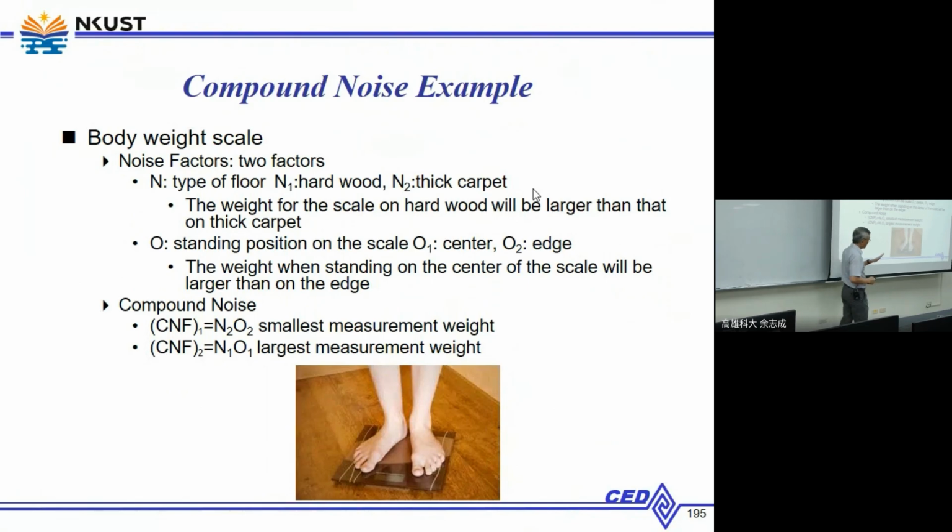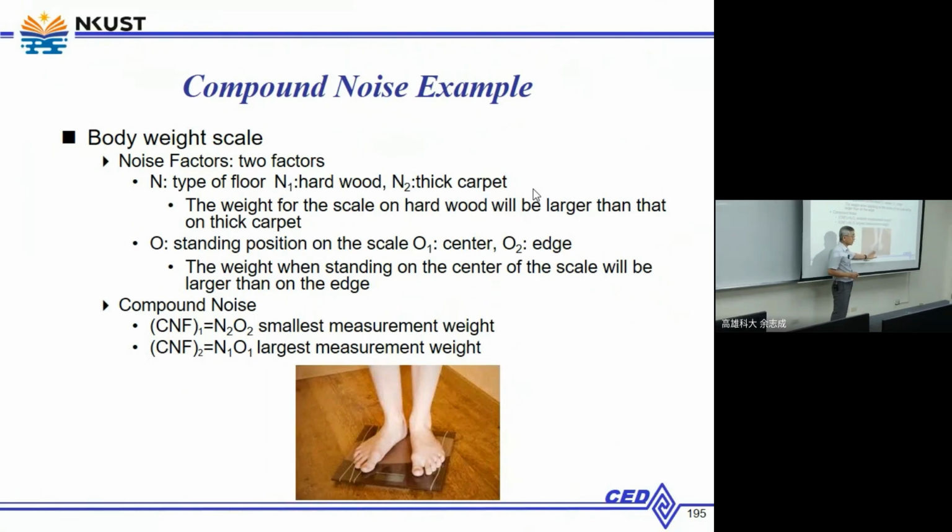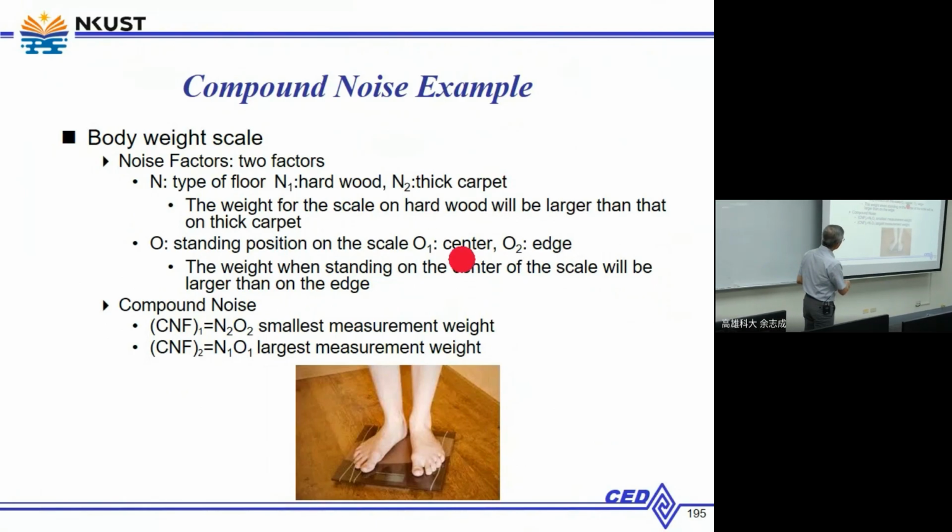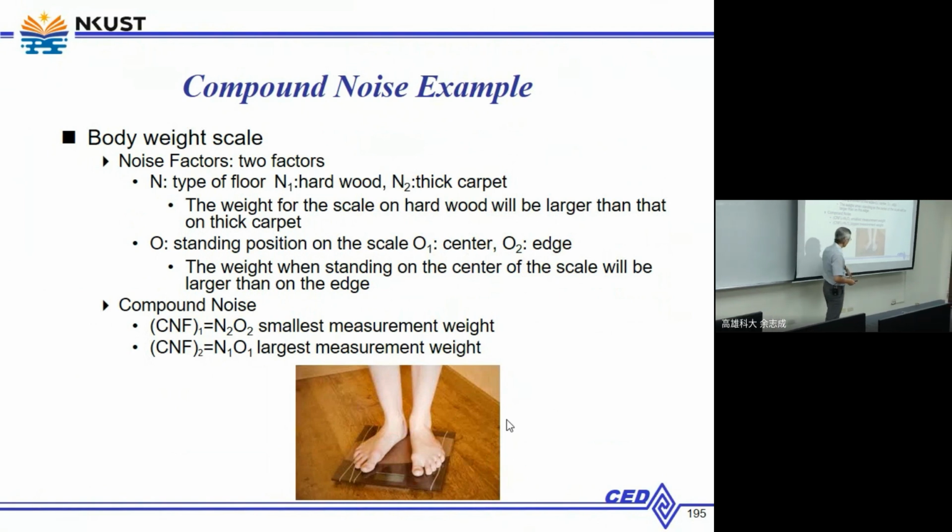The second noise that will influence your measurement is the position you stand. If you stand in the middle, in the center, you tend to have a higher value. If you stand on the edge, it tends to have a smaller measurement. So consider only two noise factors. The first one is the floor type. The second one is the position you stand on the bathroom scale.